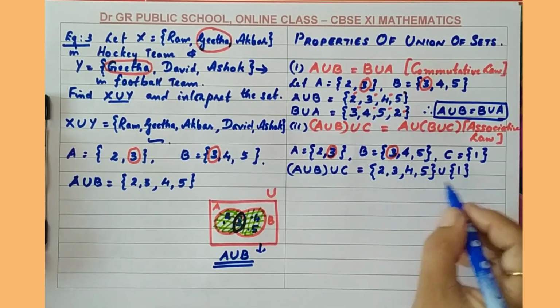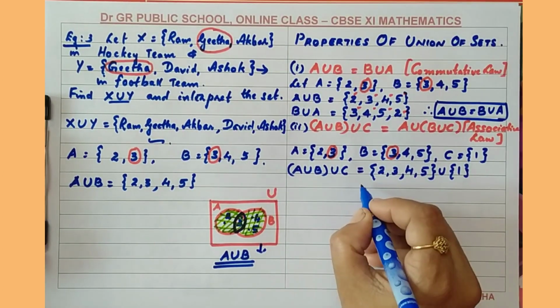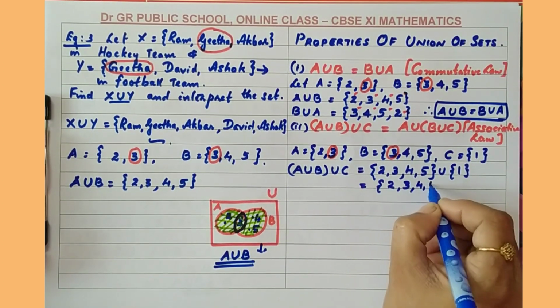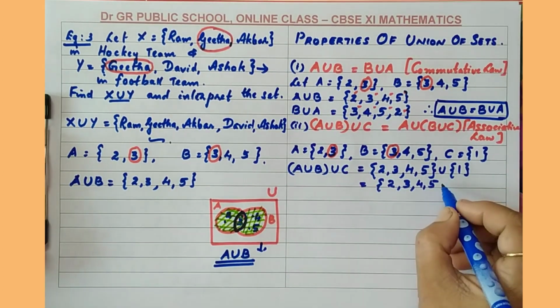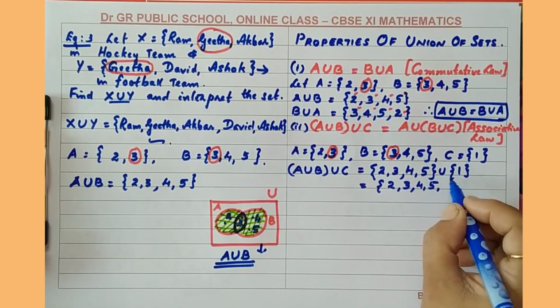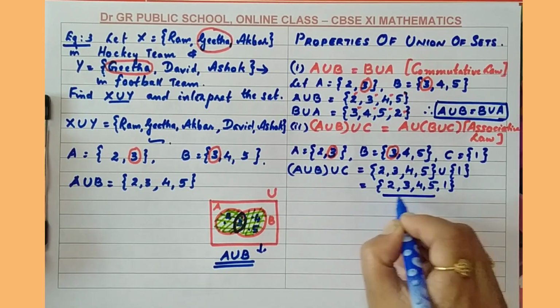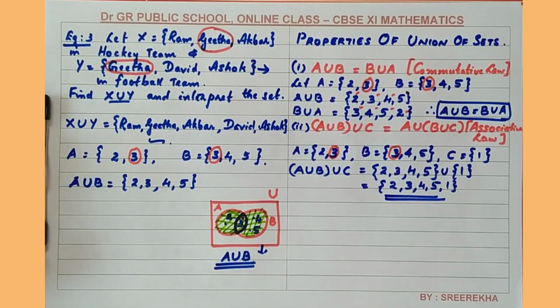Now, you need to take the union of these two sets. Nothing is common in between them. So, we can write as 2, 3, 4, 5. The elements of the first set you need to take. Then when taking the union, if any element is repeating, you can take only once. So, this is the answer. This is A union B union C.